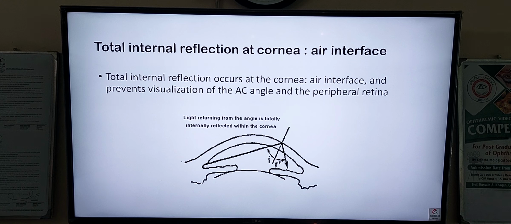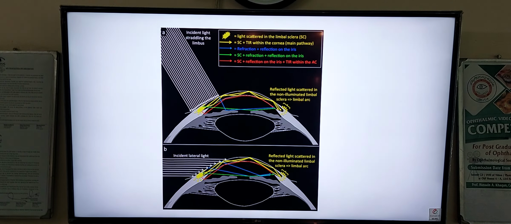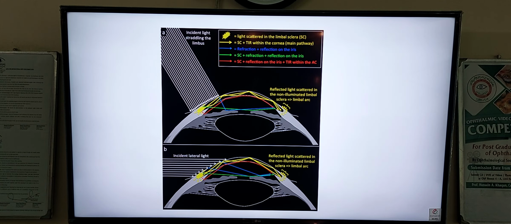Okay, total internal reflection also occurs at the air-cornea interface. This is why it prevents the visualization of the anterior chamber angle and the peripheral retina. So this is the incident light. इधर आप देखें कि the yellow lines they show the total internal reflection occurring within the cornea. ठीक है, जो और pathways हैं, रिफ्लेक्शन हो रही है, थोड़ी रिफ्लेक्शन हो रही है, वो स्कैटर कर जाएगी लाइट। यहाँ से incident ray of light on the limbus, and this is the total internal reflection occurring within the cornea.